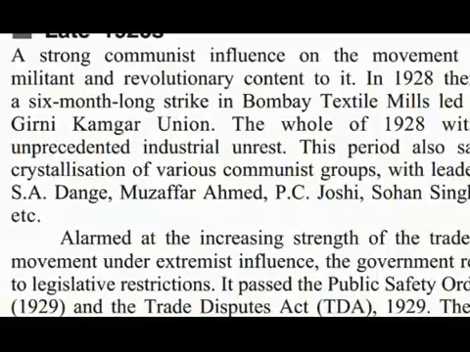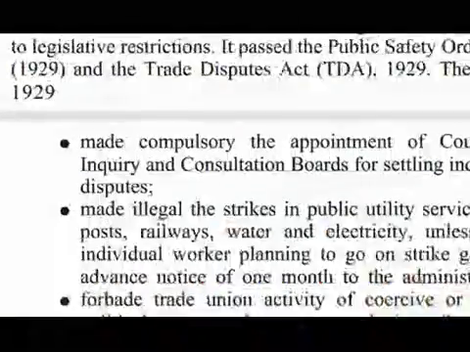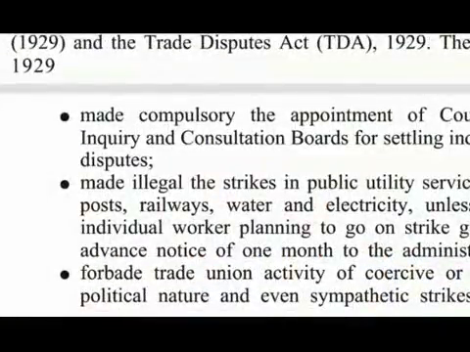Alarmed at the increasing strength of the trade union movement under extremist influence, the government resorted to legislative restrictions. It passed the Public Safety Ordinance 1929 and the Trade Disputes Act, TDA 1929. The TDA 1929 made compulsory the appointment of courts of inquiry and consultation boards for settling industrial disputes. It made illegal the strikes in public utility services like posts, railways, water and electricity unless each individual worker planning to go on strike gave an advance notice of 1 month to the administration. It forbade trade union activity of coercive or purely political nature and even sympathetic strikes.